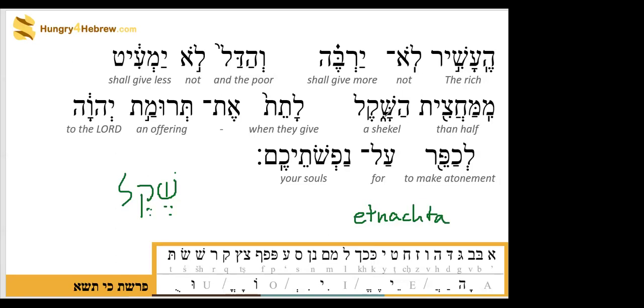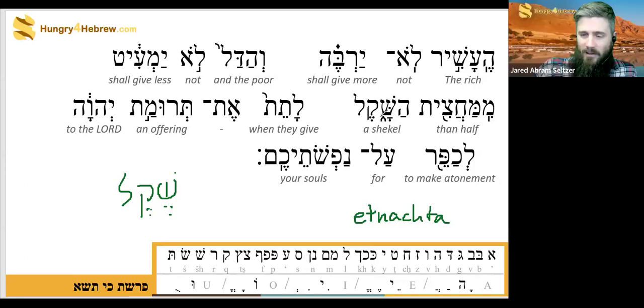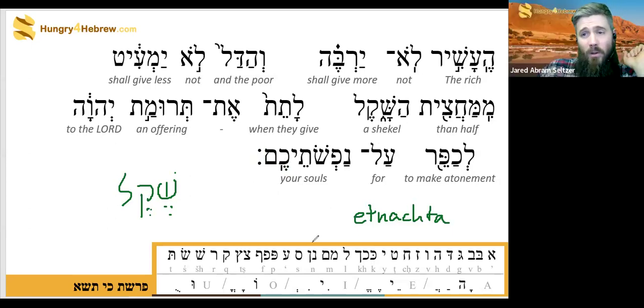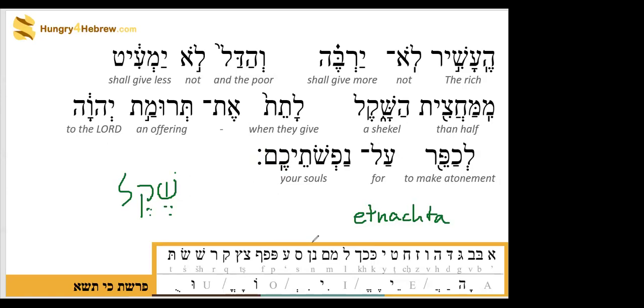Sorry. The etnachta marks the halfway point of a verse. The siluk, also called sof pasuk, marks the end of a verse. That much you already knew. So every time I'm looking at my Tanakh, every time I see that wishbone in a verse, it's marking the logical halfway point. I did not know that.